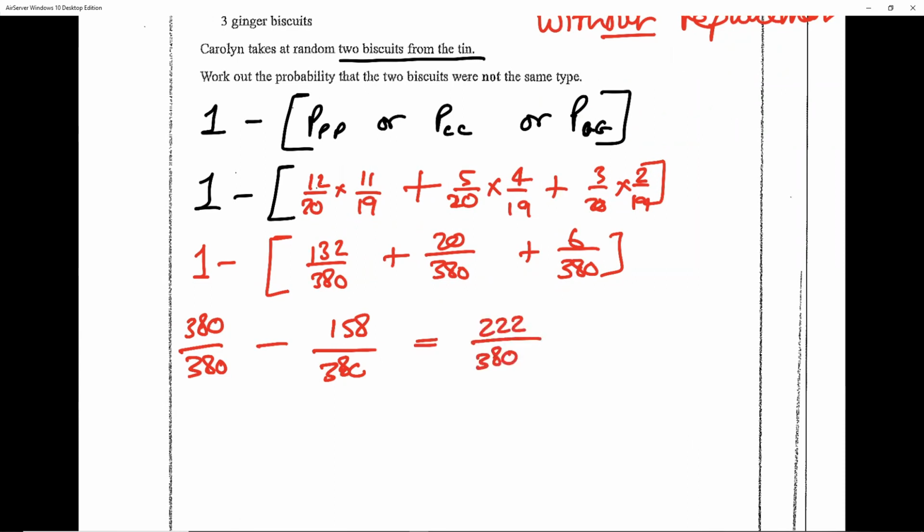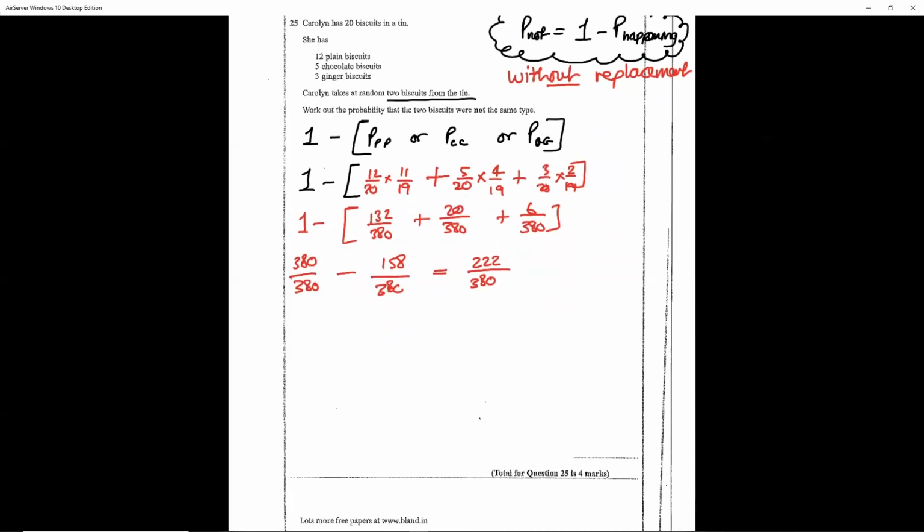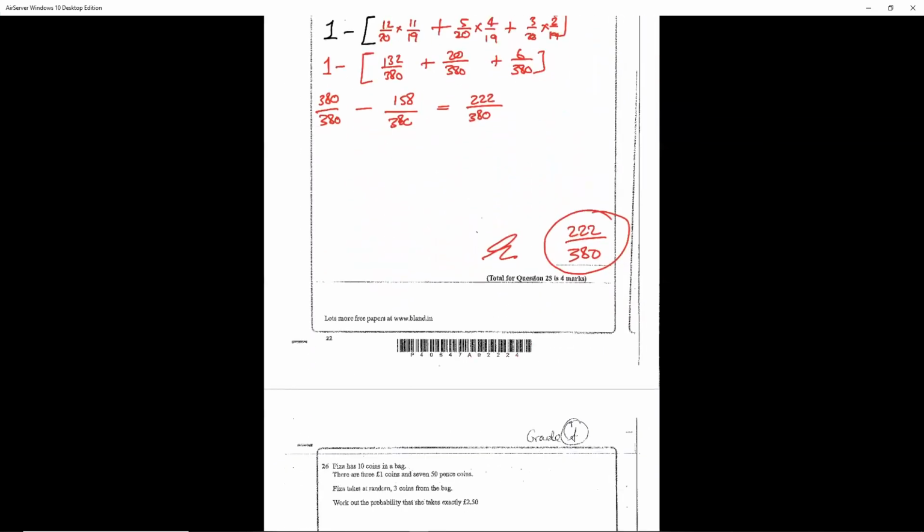222 over 380. No, but the brain cells are working in the class. We could simplify that. You could, yeah, of course you can. I'll let you use that for us.